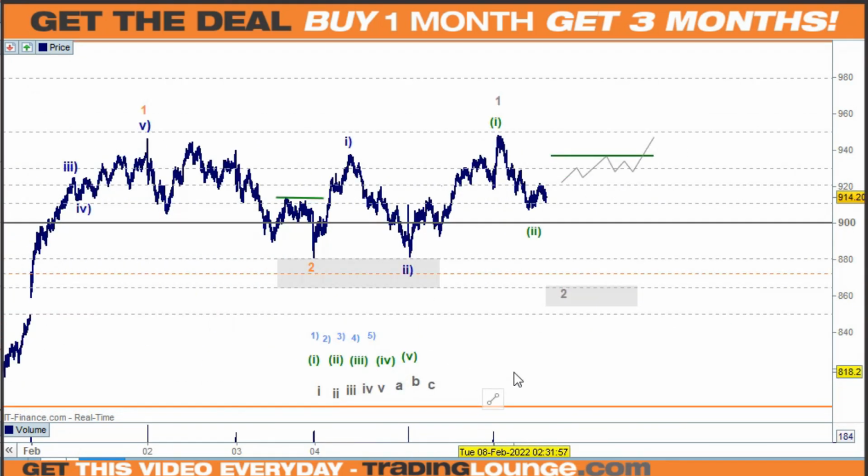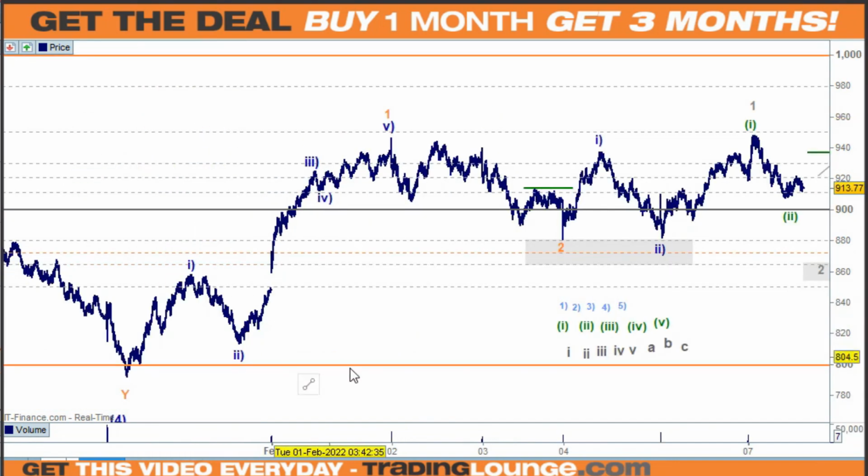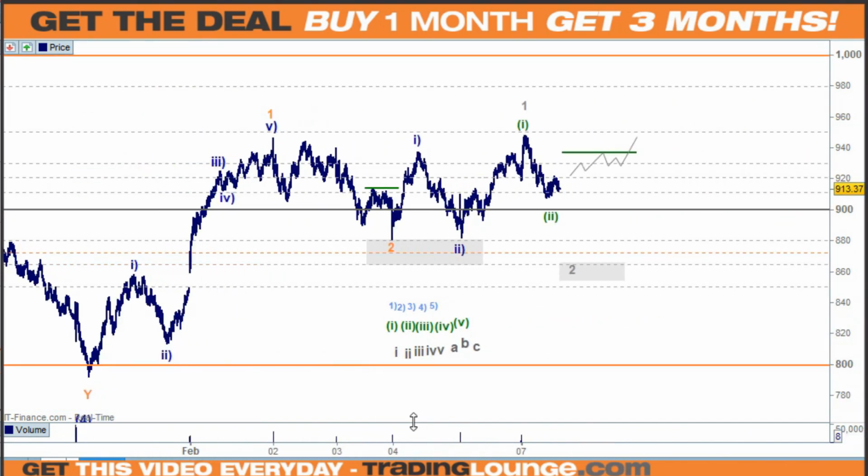Will it occur? I don't know. Let's just get a bit more data in here. This is 100 ticks. So I'm looking at this as 1 and 2 and 3 and 4 and 5 as wave 1, an A and a B and a C for wave 2, then wave 1 and 2, and then wave 1 and 2 here.